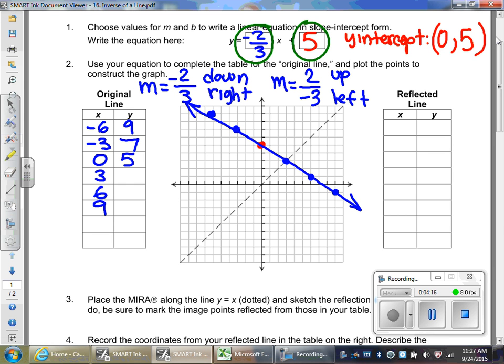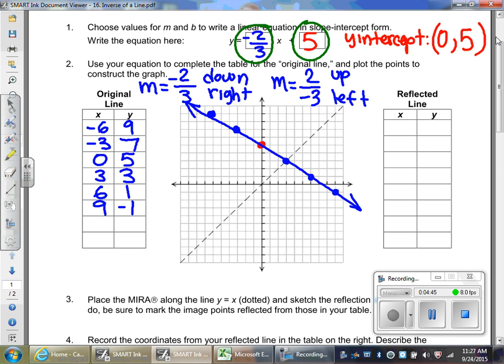And Amy, when x is equal to 3? 3. Okay. Edwin, when x is equal to 6? 1. And Julio, when x is equal to 9? -1. -1. Okay. So now what I'm going to do is I'm going to graph the inverse of that function.